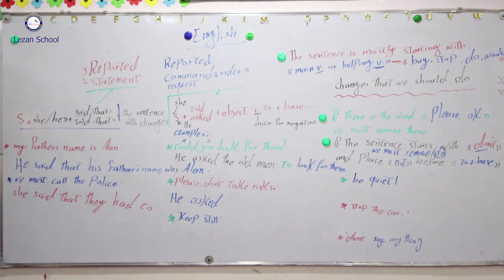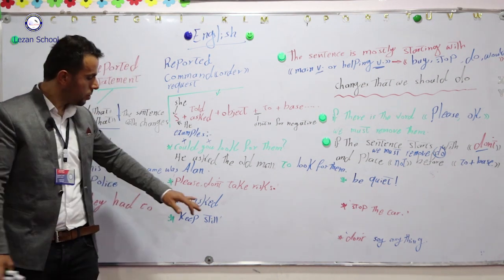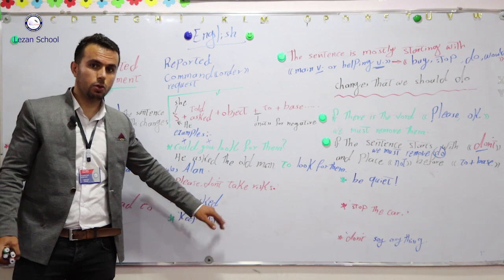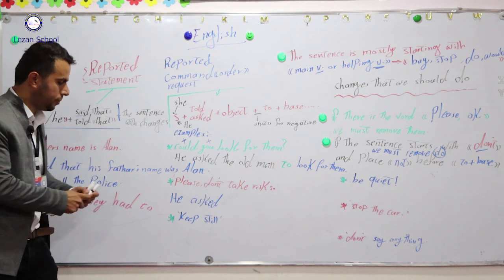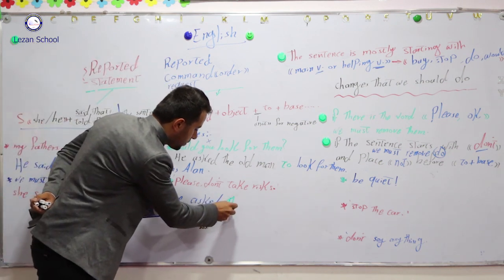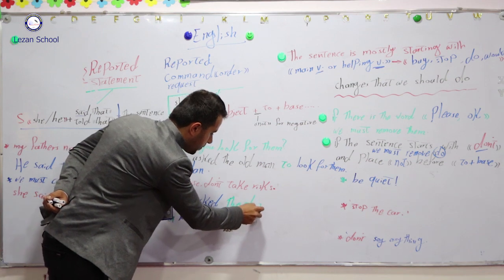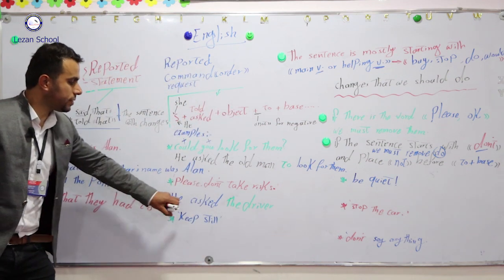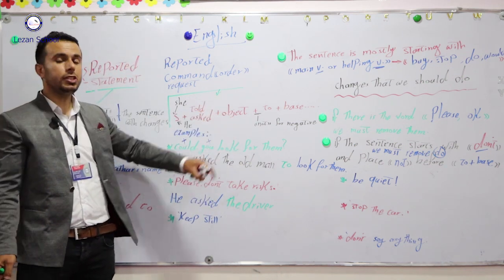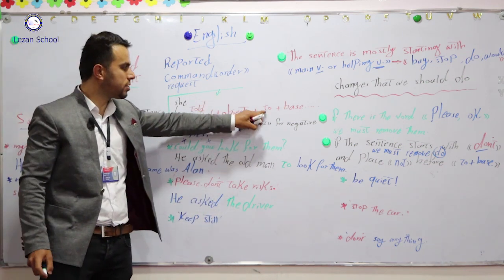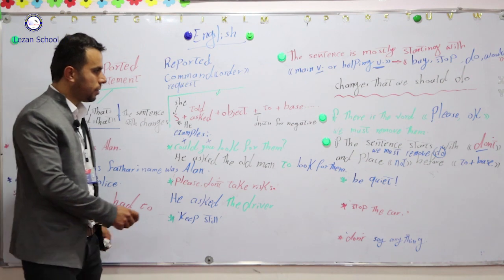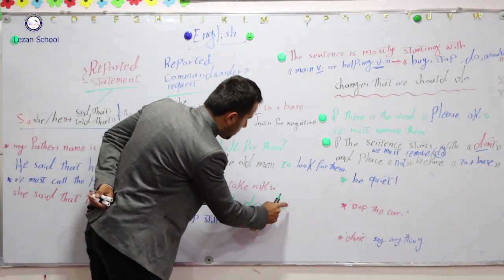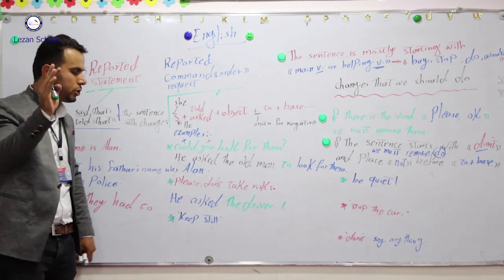We don't know. But we can put an object. It can be an object pronoun, or we can use a proper name. He asked the driver. He asked the driver to what? According to the rule, we have to use to after the object. To. But stop here. What shall we do before that?